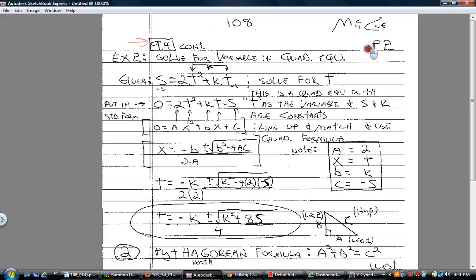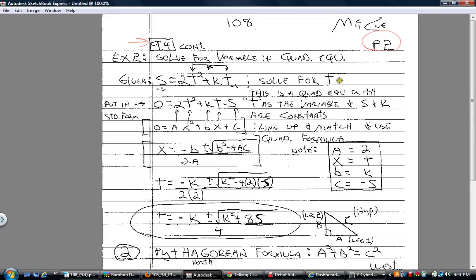Going to tackle page 2 and we're going to work a couple more, one more problem where you solve for a variable. And example 2 has us looking at an equation that says s equals 2t squared plus kt. Now they ask you to solve for t.